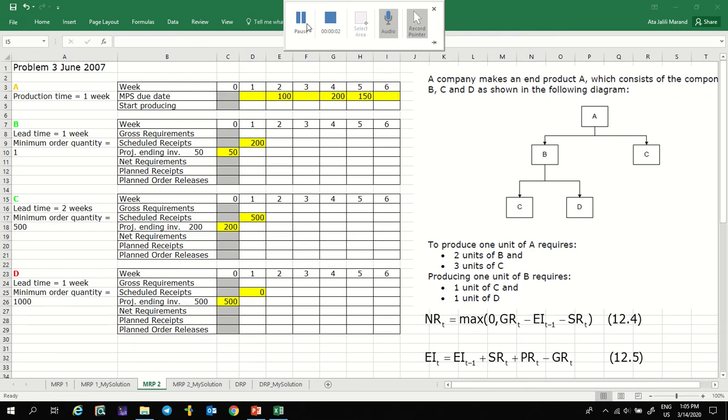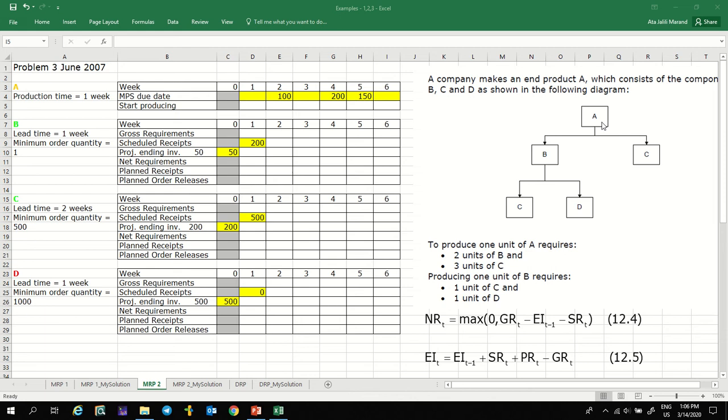Example 2 is in fact an exam assignment from 2017. We have a final product A. For this final product, we have the product structure tree. You can see the different components B, C, and D, and how they are assembled to form the final product. And we also can see the number of units required to do the assemblies.